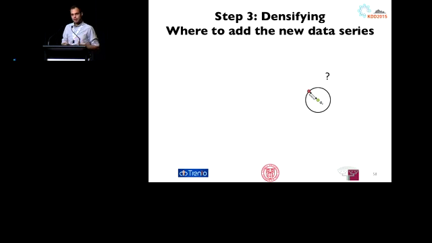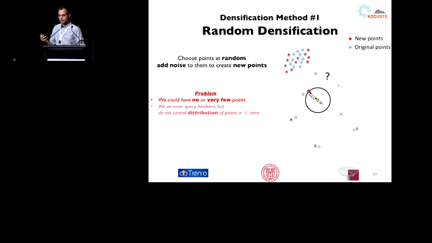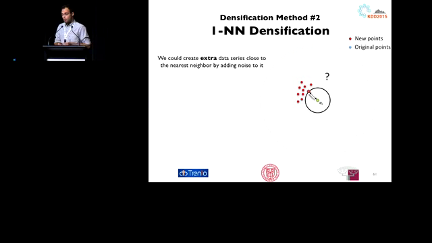Now, the last part of the problem was to decide where to add this data series in this epsilon area. One way to solve this would be by choosing points at random in this epsilon area and adding noise to them in order to create new points in this epsilon area. But the problem is that we could have no or very few points in this area, or that we could have clusters, which would practically increase the density of this cluster. We could produce more data close to the borders of this epsilon area, and we don't want that. So one other method could be to do one-n densification, and that is actually densifying the actual nearest neighbor.